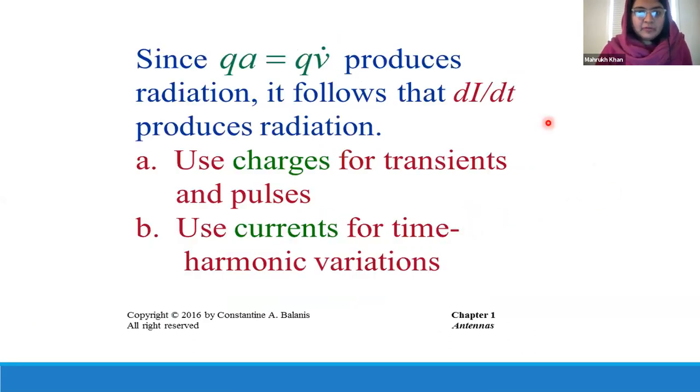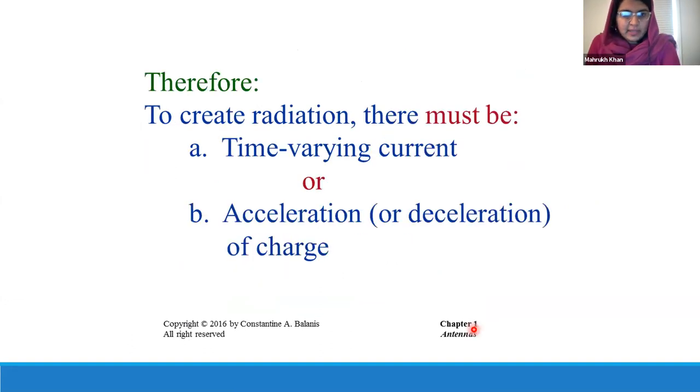I'm just stating this: that produces radiation, it follows that di/dt produces radiation. Use charges for transients and pulses, use currents for time harmonic variation. We will also explain this, okay? But the thing is that to create radiation, there must be a time varying current or acceleration, okay?